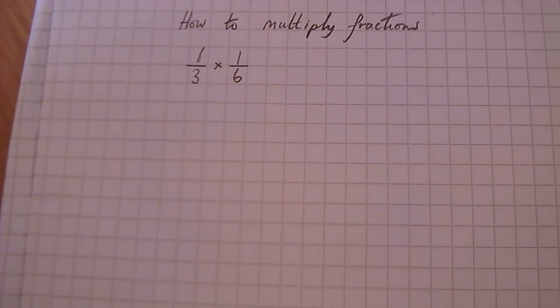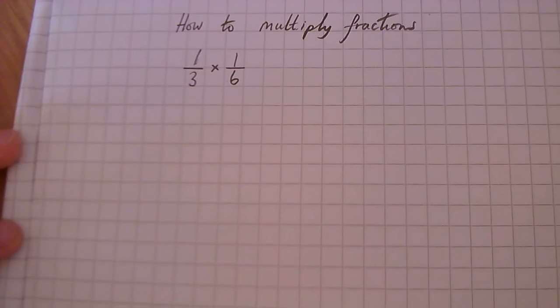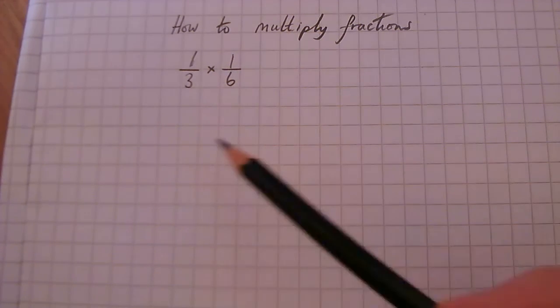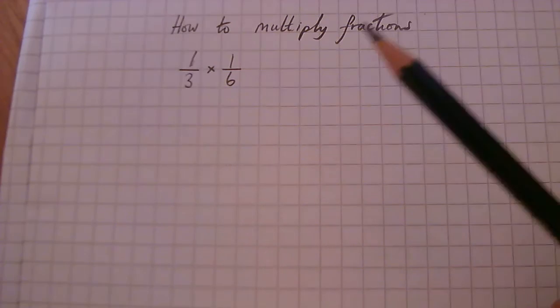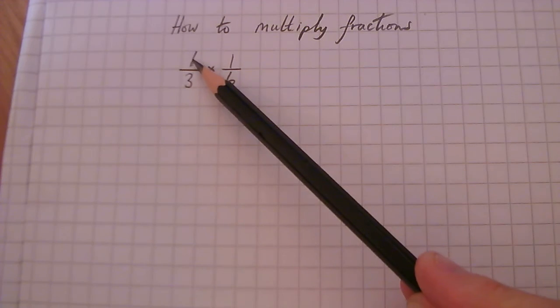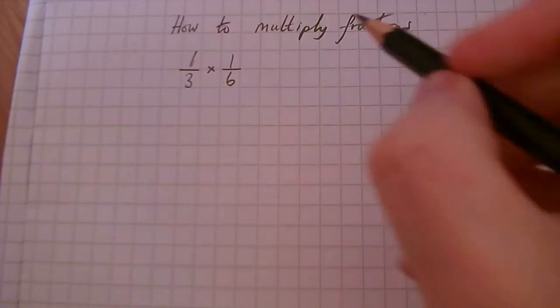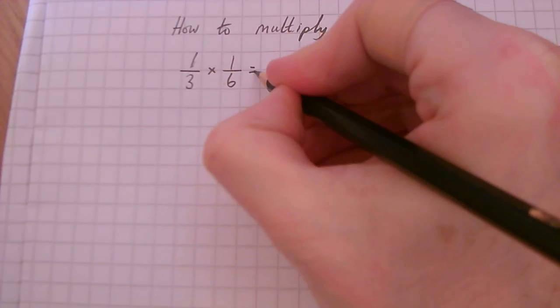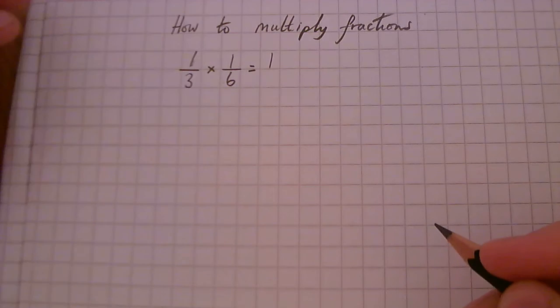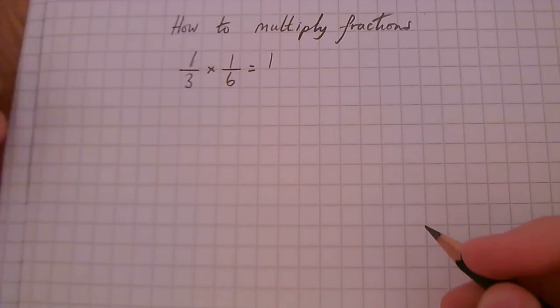How to multiply fractions. Let's look at this question: 1/3 times 1/6. Multiplying fractions is pretty straightforward. So if you've just got two proper fractions like we've got here, all you have to do is times the numerator by the numerator. So 1 times 1 is 1, and the denominator times by the denominator.